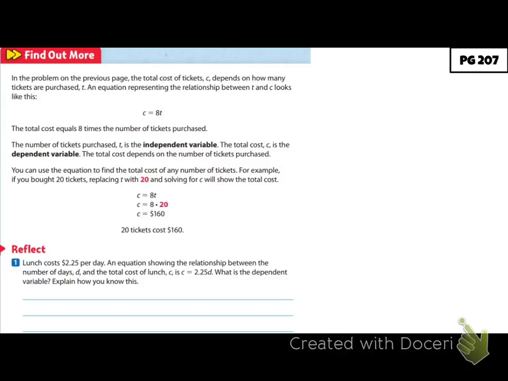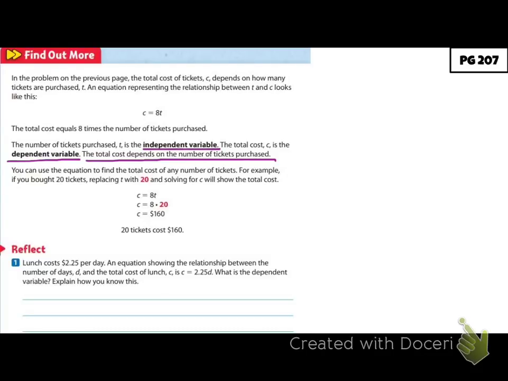So let's find out more. In the problem on the previous page, the total cost of tickets, which was C, depends on how many tickets are purchased, which is T. An equation representing the relationship between T and C looks like this: C equals 8 times T, which is what I wrote on the previous page. The total cost equals 8 times the number of tickets purchased. The number of tickets purchased, T, is the independent variable. The total cost, C, is the dependent variable. The total cost depends on the number of tickets purchased.